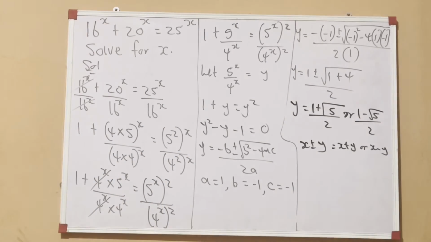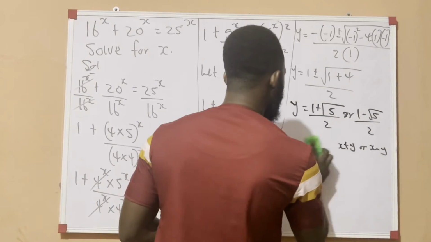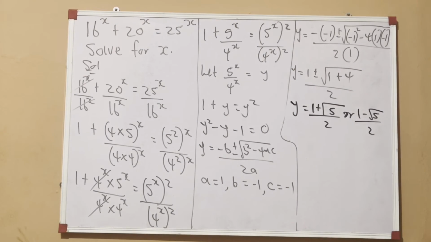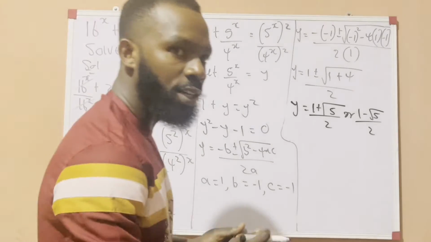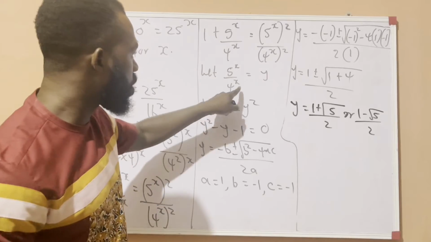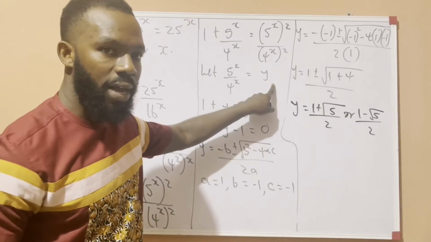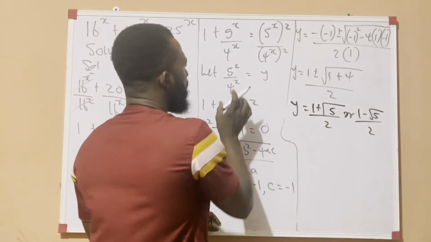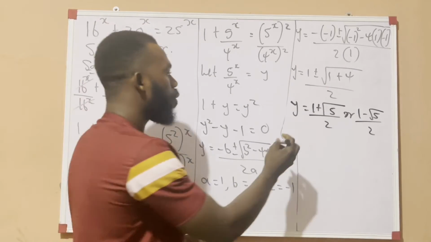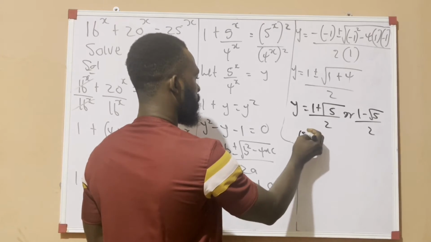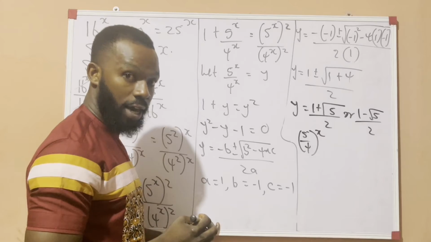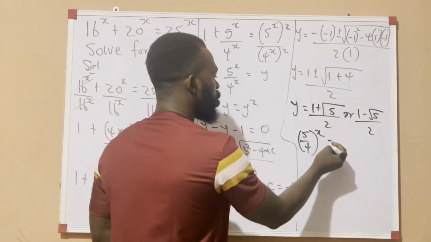So now what we're going to do next is use the positive value, y is equal to 1 plus root 5 over 2, to solve this problem. Don't forget we said 5 to the power x over 4 to the power x is y. So 5 to the power x over 4 to the power x can also be written as 5 over 4, all raised to the power of x. Don't forget that. Now, it's equal to y.